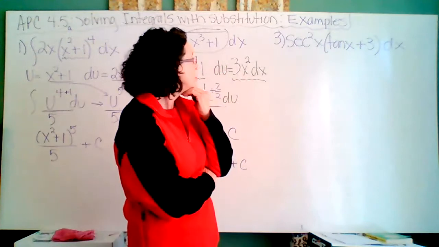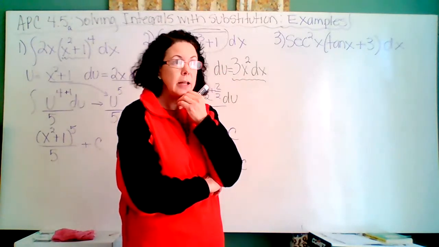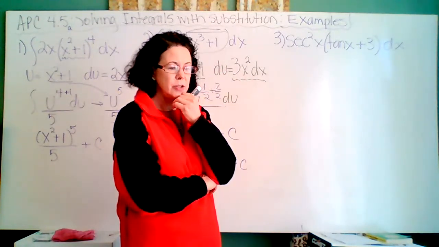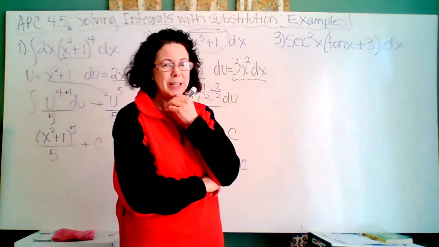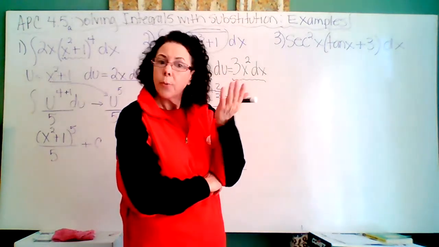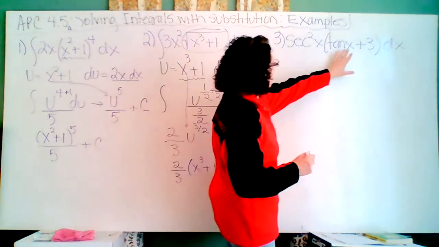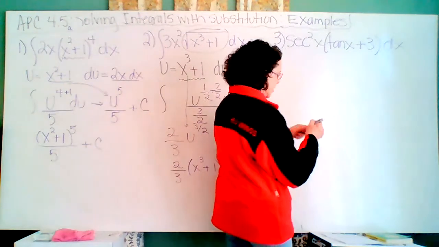What if I made u secant squared? Then, by the chain rule, when I take the derivative, I would have 2 times secant times secant times tangent. Wow, that's a mess. So let me try this. How about if I make my u tangent x plus 3?